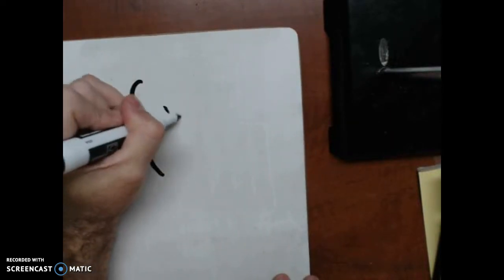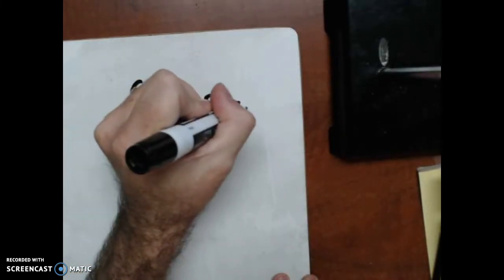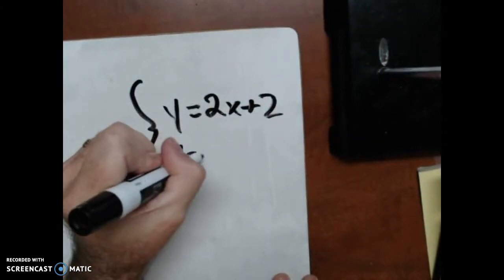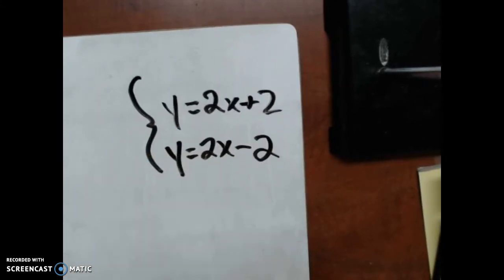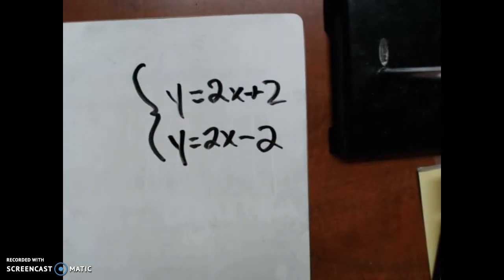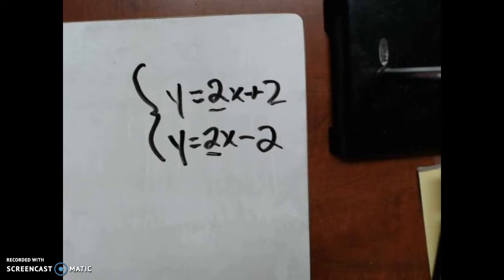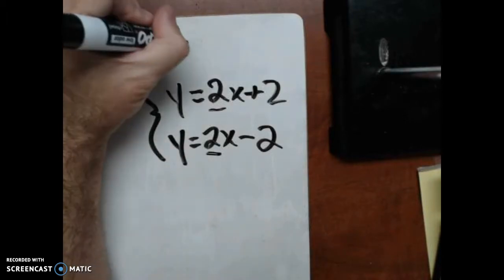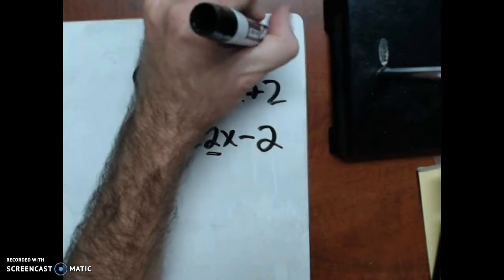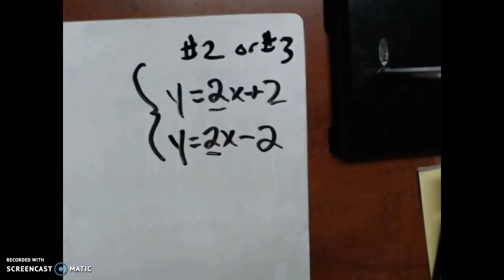Let's try something else. And now for something completely different. Sort of. System of equations: y equals 2x plus 2 and y equals 2x minus 2. First thing that you ought to notice, the slopes are the same. And that means there's only two possibilities that it could be. This is either case number 2 or case number 3. Okay, both of those have the same slope. What is different?